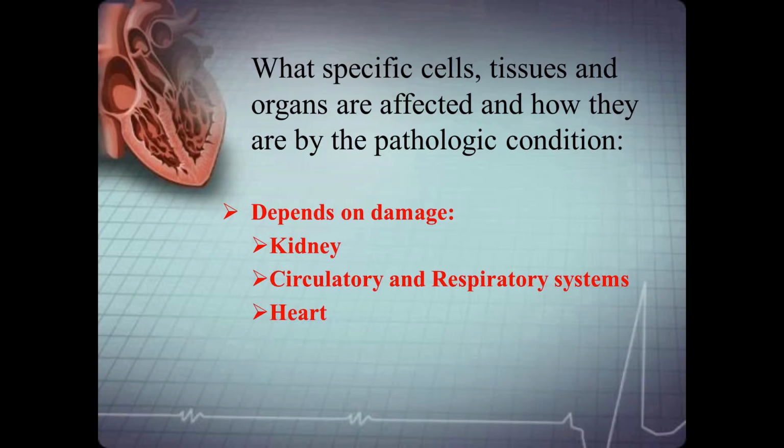Specific cells, tissues, and organs affected. Essentially, all of the organs can be damaged if the heart is severely damaged. It can't pump an adequate amount of blood to oxygenate the organs. If the kidneys do not get enough blood, then kidney failure can occur. The same with the circulatory and respiratory systems. They're also affected by a heart attack.